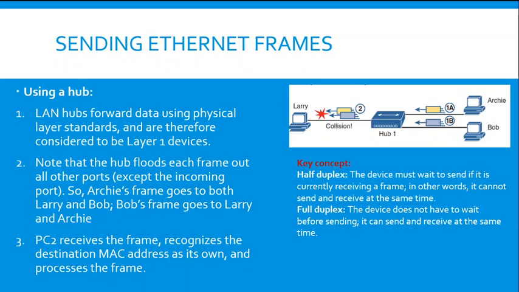While using a hub, it forwards data using physical layer standards and is therefore considered to be a layer 1 device. The hub floods each frame out all other ports except the incoming port.